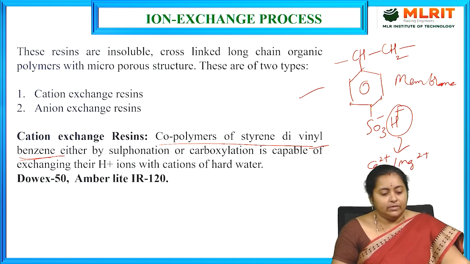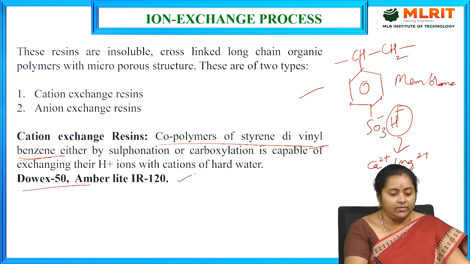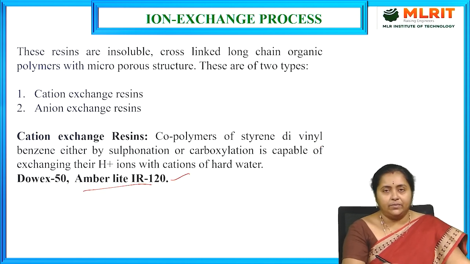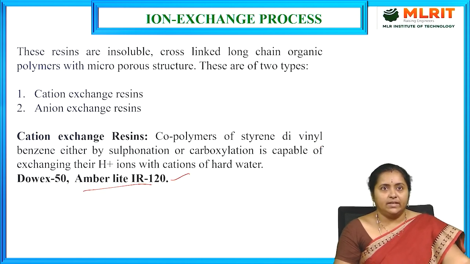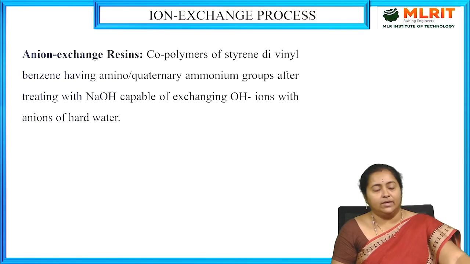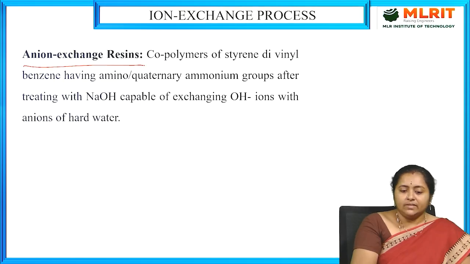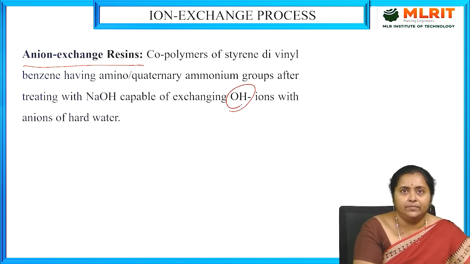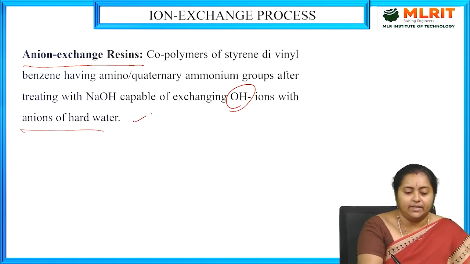Examples for this type, commercially we will call them Dowex 50 and Amberlite IR 120. These are examples of cation exchange resins. So let us go with what anion exchange resins are. These are the resins which are capable of exchanging their OH minus ions. The resins contain OH minus ions, and they are capable of exchanging them with the anions that were present in the hot water.